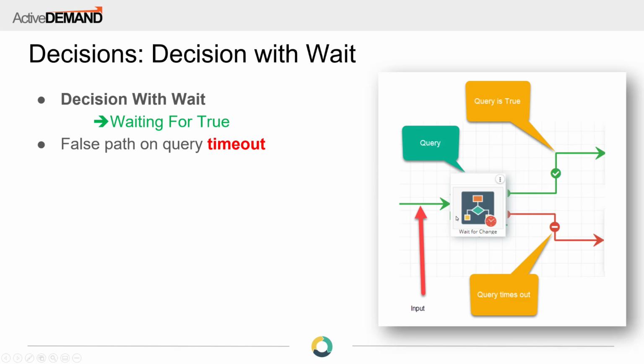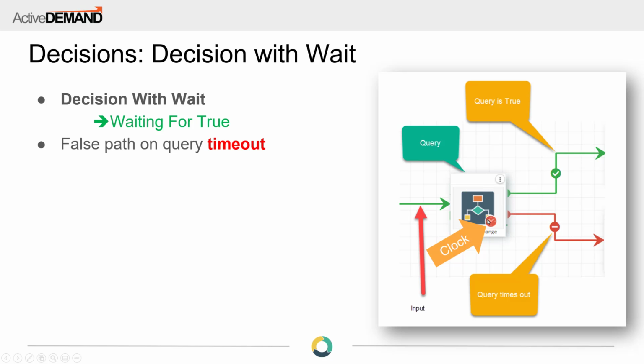This query checks on the workflow time scale, which is once every 10 minutes. So it'll come in here, and if it's false, 10 minutes later it'll check again. If it's still false and it doesn't meet the query timeout, which is defined on this wait for change step type, it'll just keep checking until it's true, and then it'll go this way. Now, if there's a timeout, in other words, you define how long you will keep checking with this decision type, if that time expires, that will move you through the false path.